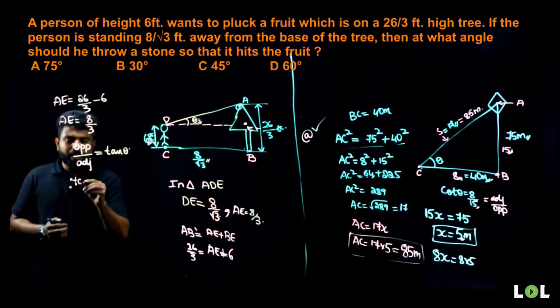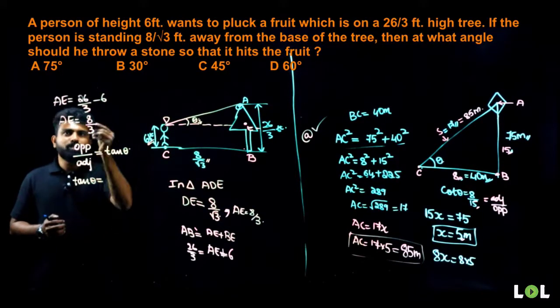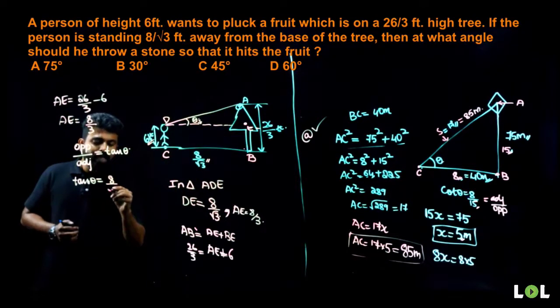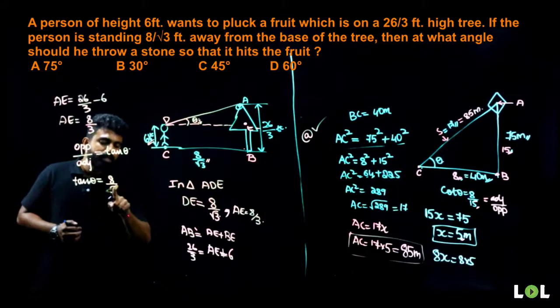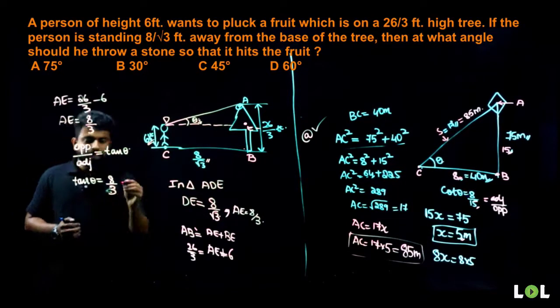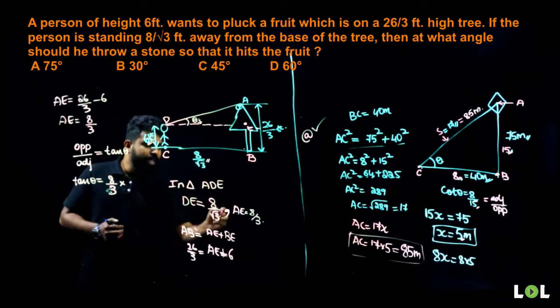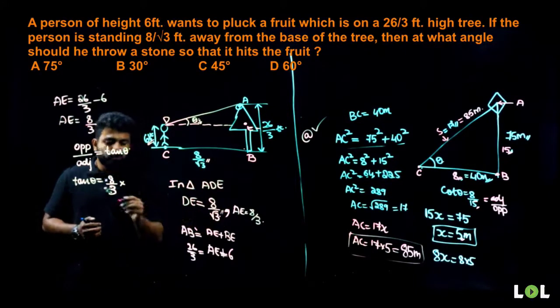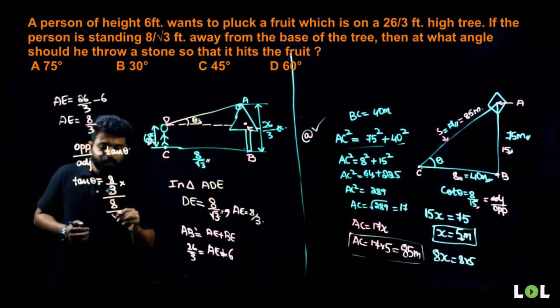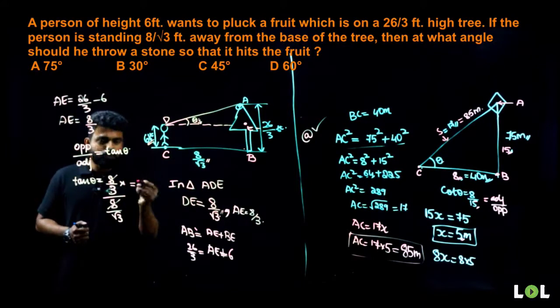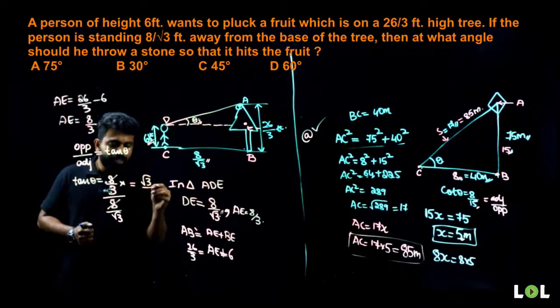So now tan theta will be equal to opposite. Which is opposite? AE. Opposite is AE, that is nothing but 8 by 3, divided by adjacent. What is adjacent side here? Adjacent side here is DE. What is the value of DE? Value of DE is 8 by root 3. So it will be divided by 8 by root 3. Now what happens? 8 and 8 get cancelled. So this root 3 will go to the numerator. So it will become root 3 divided by 3.